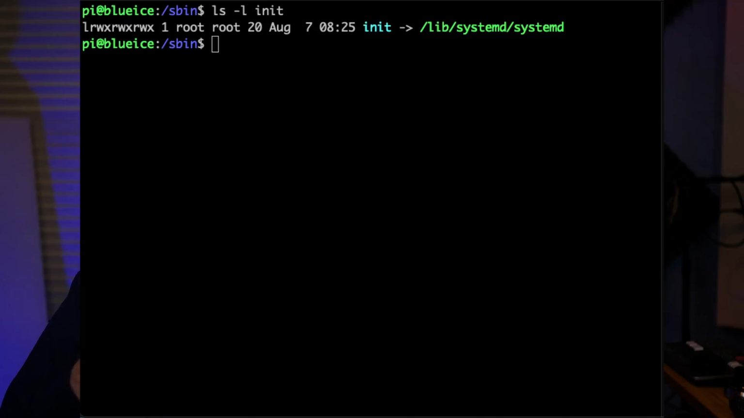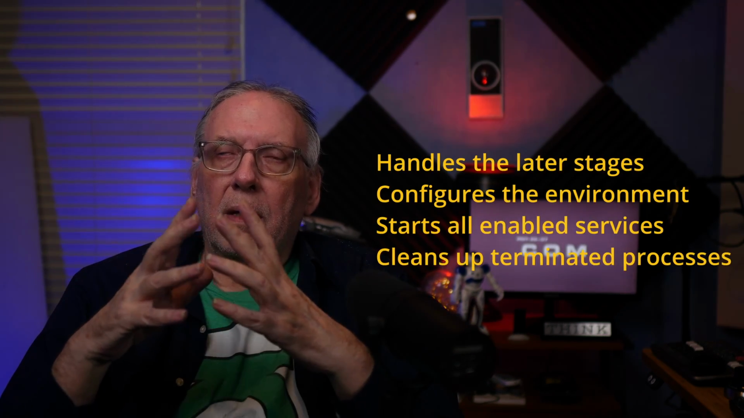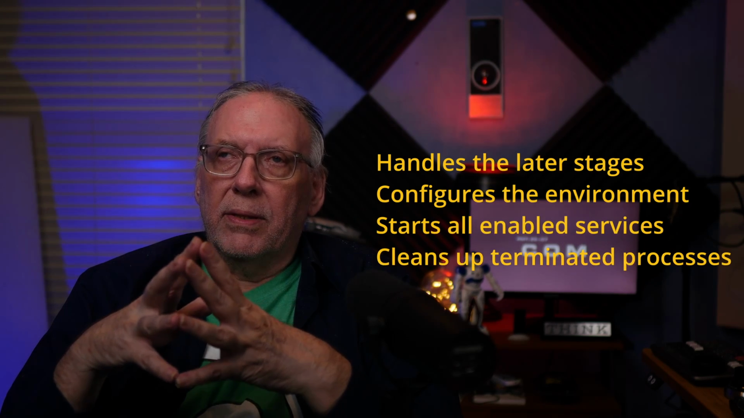Whatever this process is, it's usually symlinked to /sbin/init. And that is what the kernel uses, of course, to start, because the kernel doesn't know which init process you're running. All it knows is what it is directed to do in the code. So the init process has four basic functions that it does. We talked a little bit about housekeeping, but there's really four different things that it needs to do. So the first thing is it handles the later stages of the boot process.